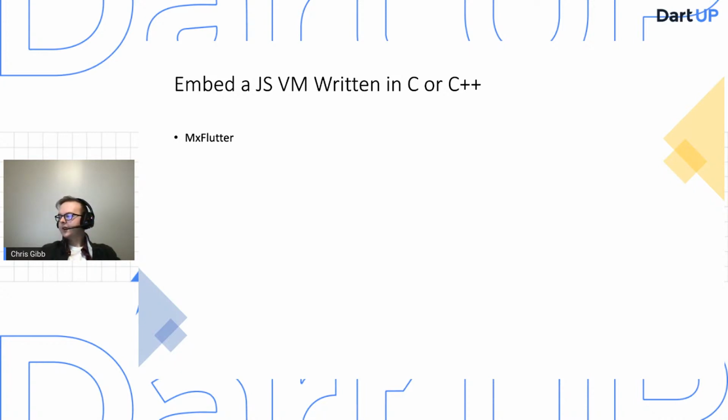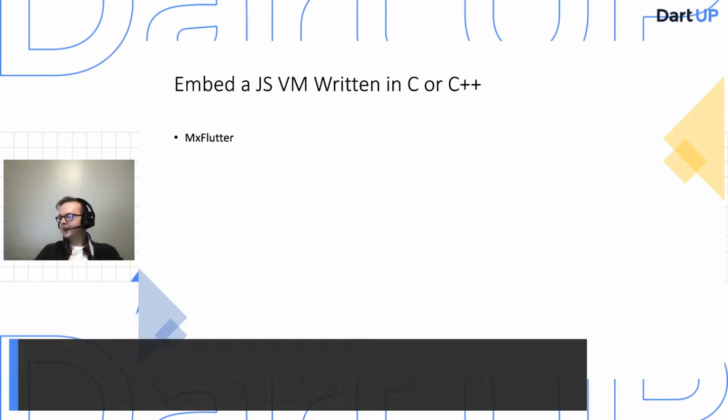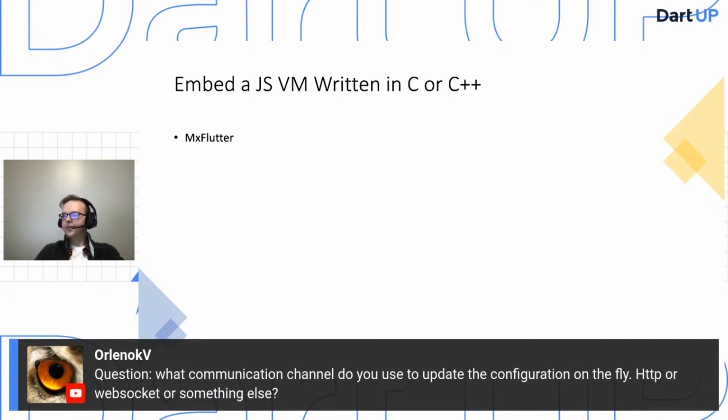We'll have a question. I'm not sure how to pronounce your name, or Lennox. What communication channel do you use to update configuration on the fly? I think it completely depends on your needs and your use case. I think HTTP is probably fine for most people. You start your app, you might do an HTTP call, figure out if there's a new update for you. I mean, WebSocket's probably fine, but I would imagine it's overkill for this kind of scenario.